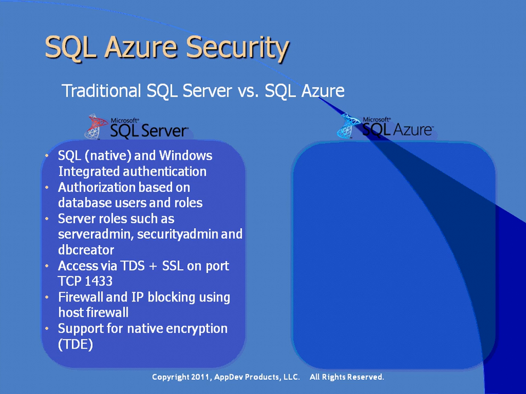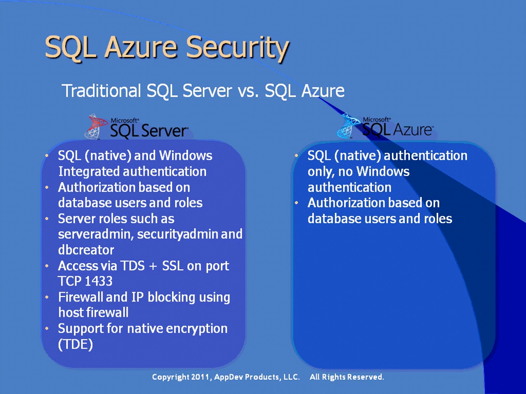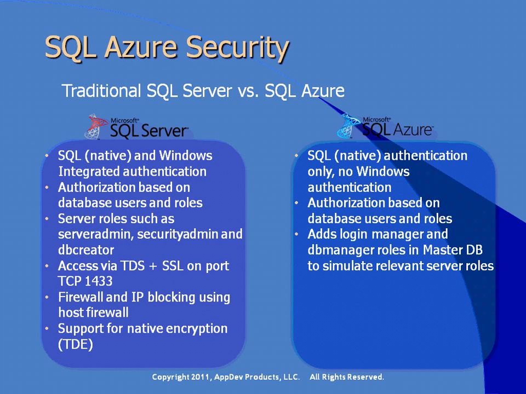So how does this translate to SQL Azure? Well, there is standard SQL Server or native authentication, but right now there is no Windows authentication. So for authenticating to SQL Azure, it's SQL authentication only, not Windows authentication. However, the role and user security is the same as on-premise, so there is authorization based on database users and roles. You can add logins. Through the Login Manager, you do get the Login Manager and the DB Manager roles in the master database to simulate relevant server roles. So there's a small change there.